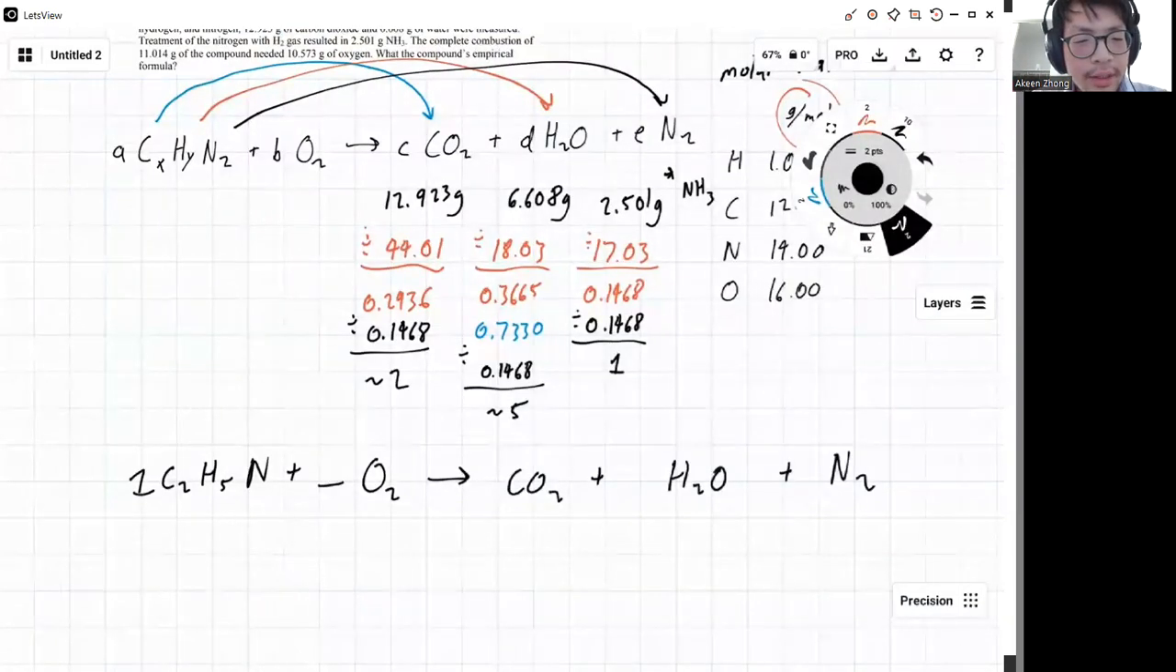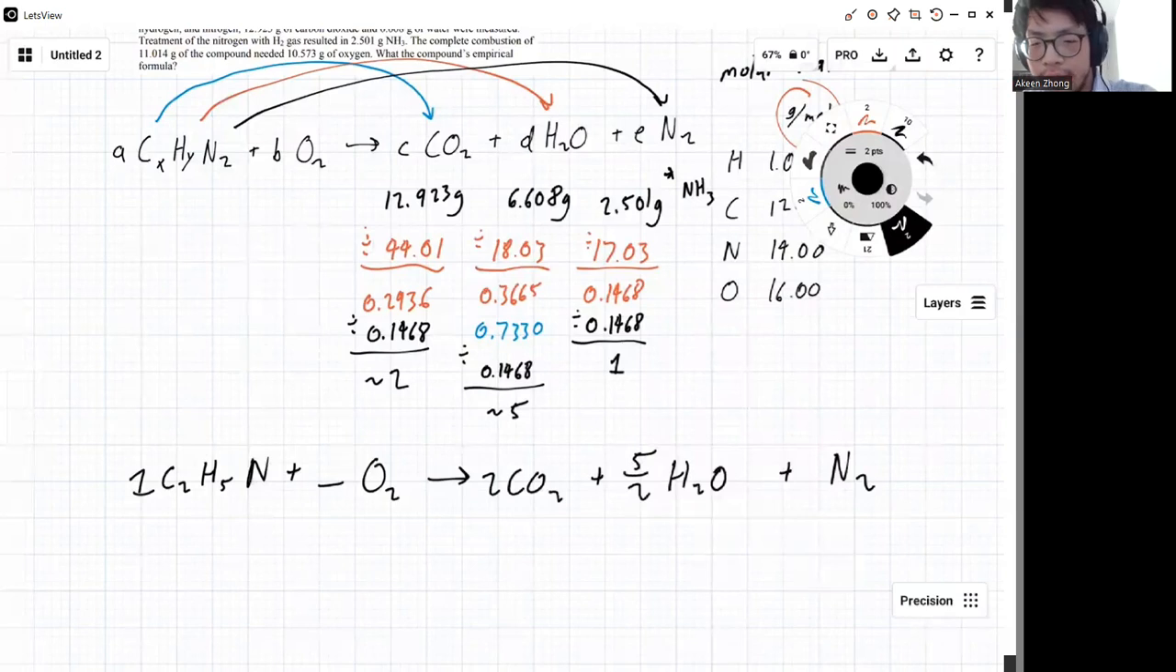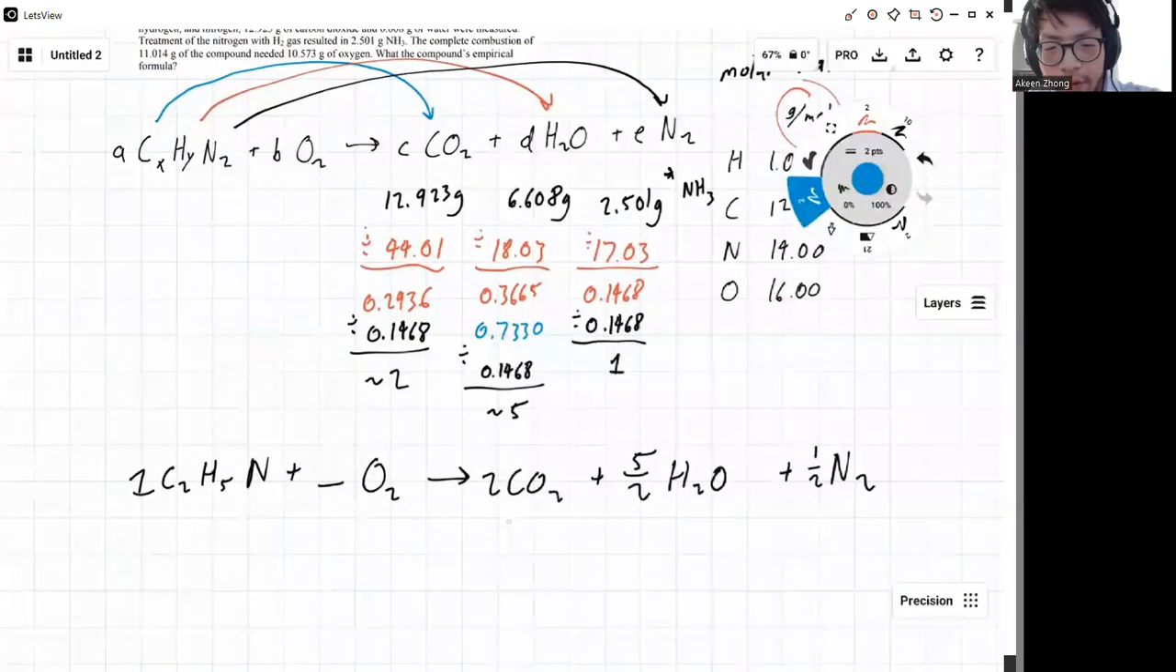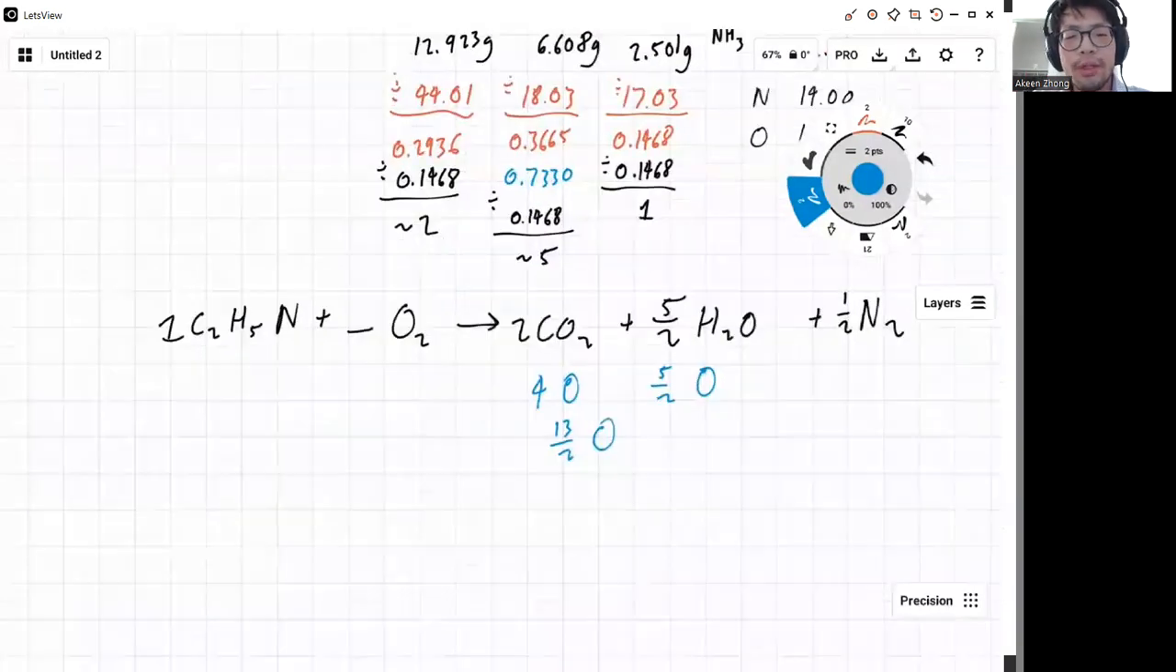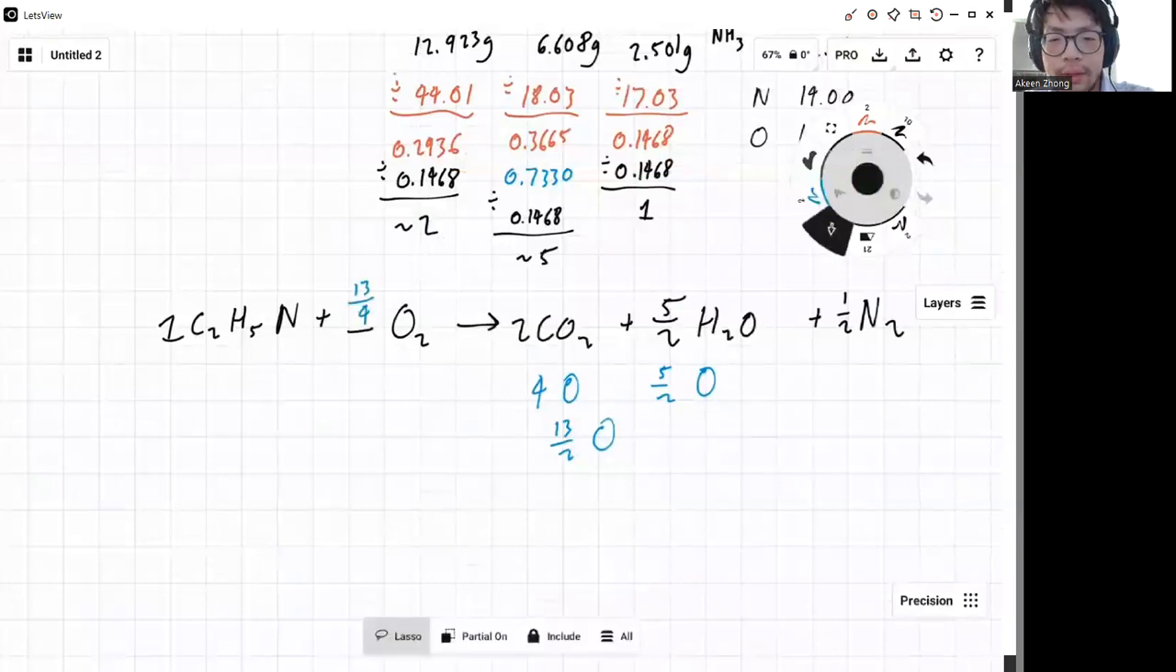So all the carbons end up as CO2. So I'm going to put 2 here. All the hydrogens in water. So that's 5 over 2 here. And half a nitrogen. Now let's do some math to determine the oxygens. We have 4 from carbon dioxide, 2 and 2. And we have 2.5, 5 over 2 from the water. So that's 6.5 or 13 over 2 oxygens. How many O2s? That's half of that. So we have 13 over 4 O2s.